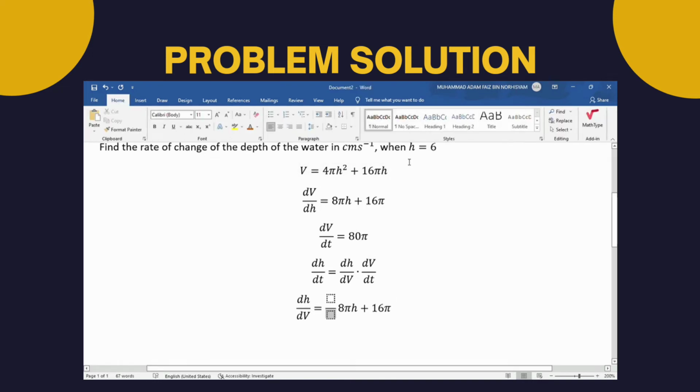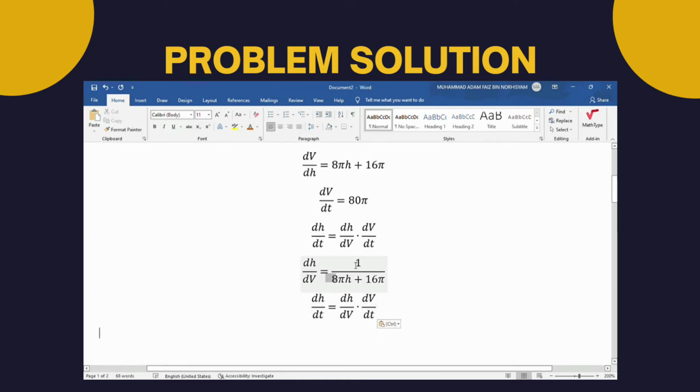It will be like this. Our dh over dV will be 1 over 8 pi h plus 16 pi. So now we have to substitute every value that we get. First, dh over dV will be 1 over 8 pi h plus 16 pi, while the dV over dt will be 80 pi.